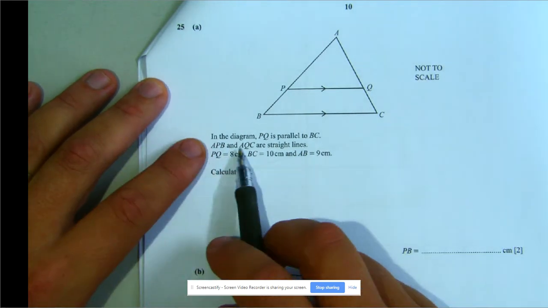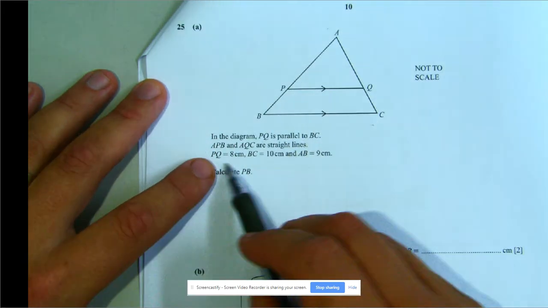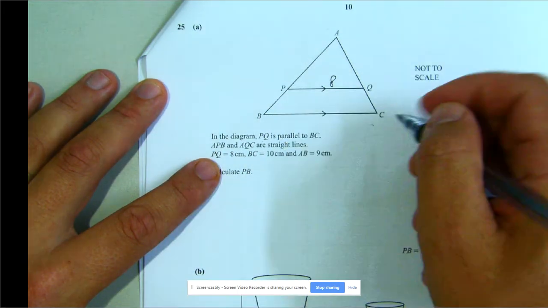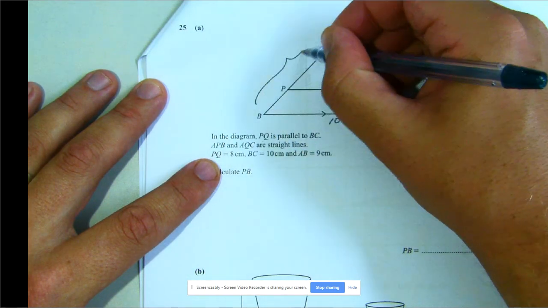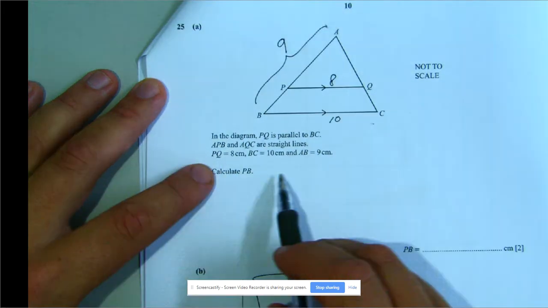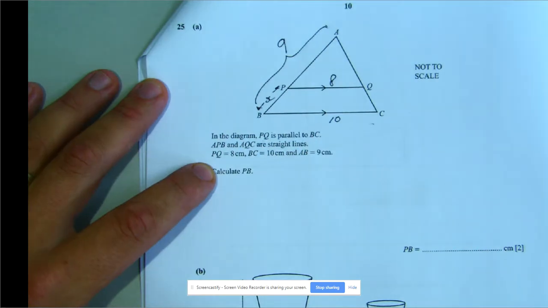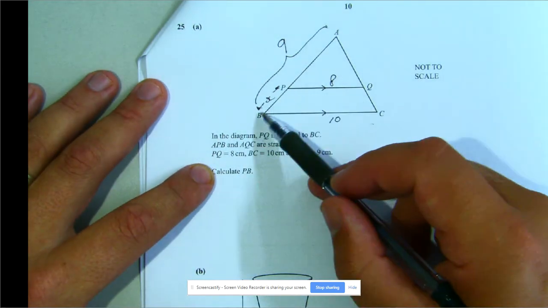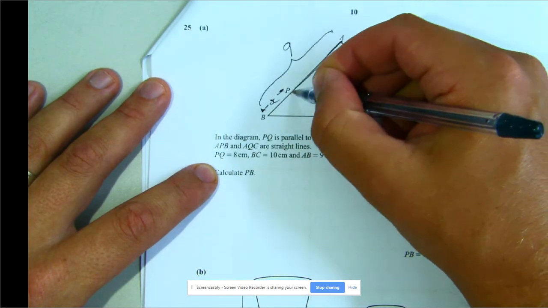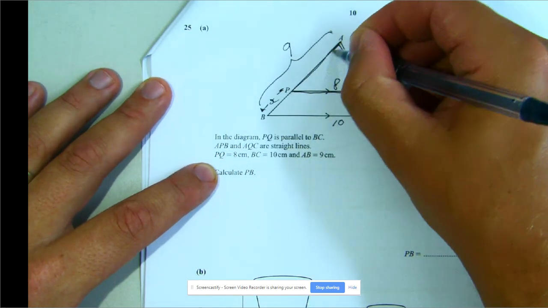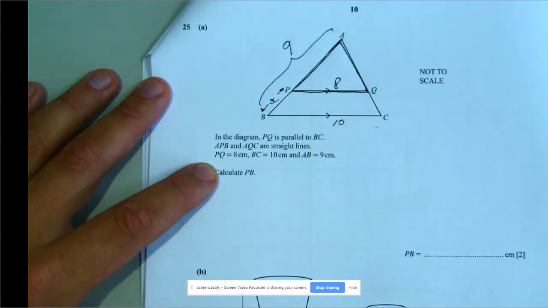And so in this particular case, they say PQ is parallel to BC, as we can see. These are straight lines. PQ is 8 and BC is 10, and AB, so the whole thing, is 9, they say. Calculate PB, so this little thingy. All right, and how am I going to find PB? Well, if I find AP, which is a length in this triangle, and if I subtract that from 9, then I'll find PB.